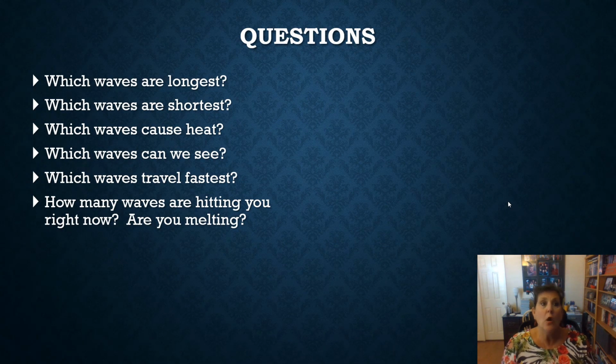All right, questions. Which waves were the longest? Radio, right? Which waves were the shortest? Gamma. Which waves cause heat? Infrared, IR. Which waves can we see? Visible. Now here's a trick question. Which waves travel the fastest?